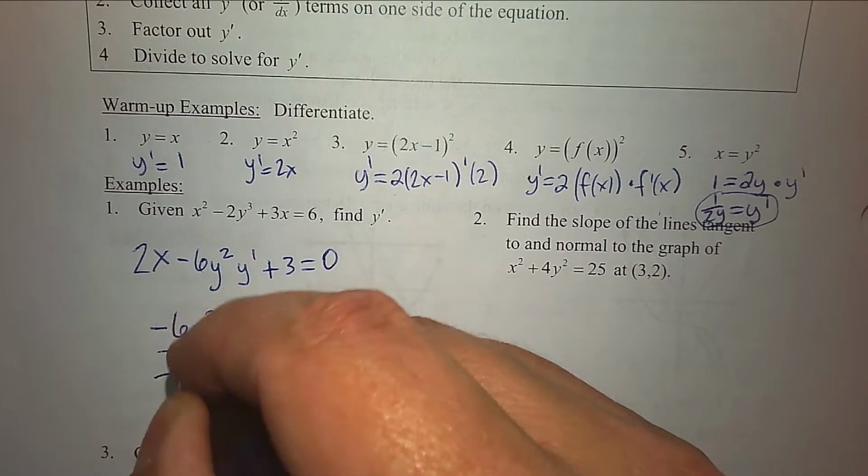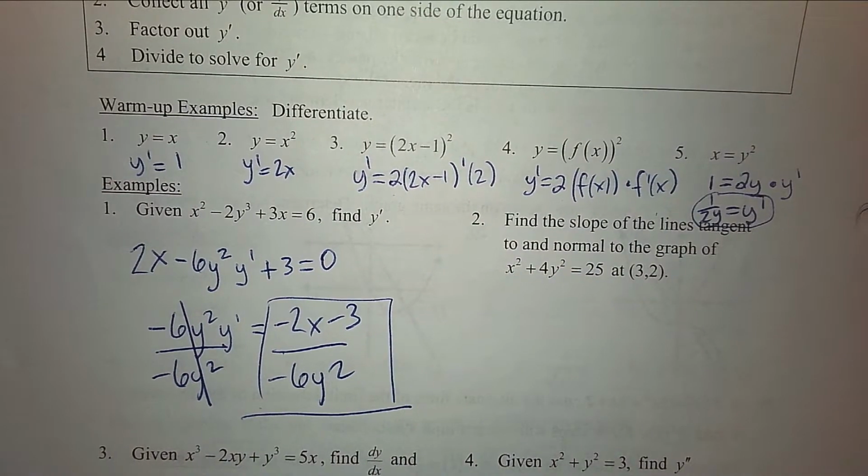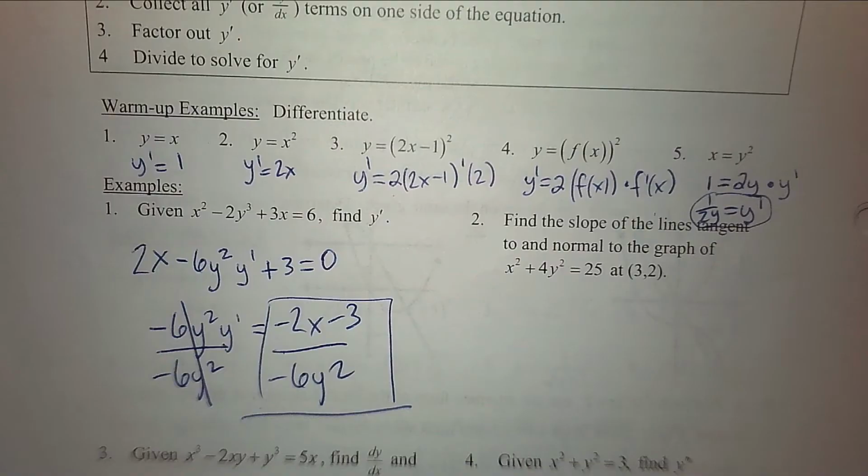And notice we now have our answer, and it's okay that the answer has x and y in it. It's going to have both when you do it implicitly. And that's it. Okay, number 2.